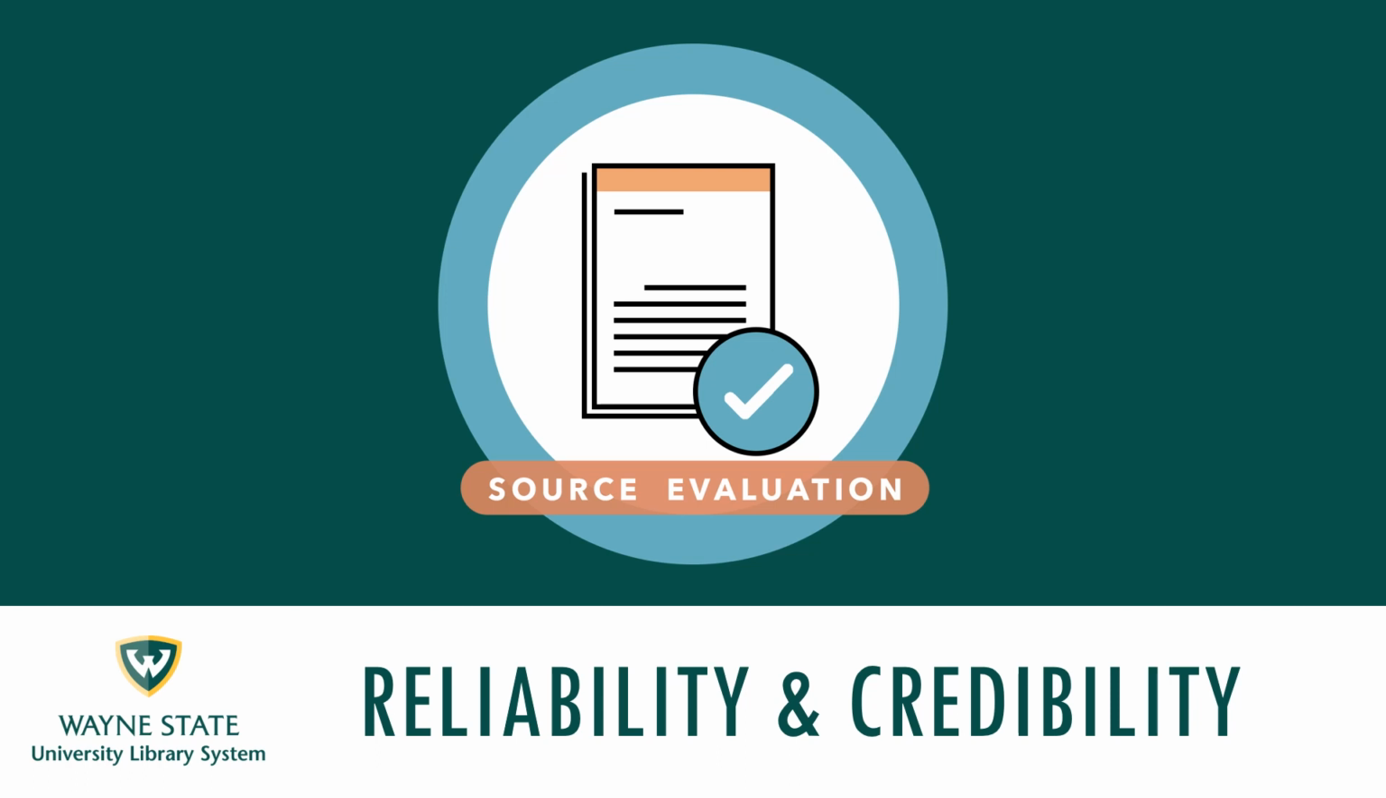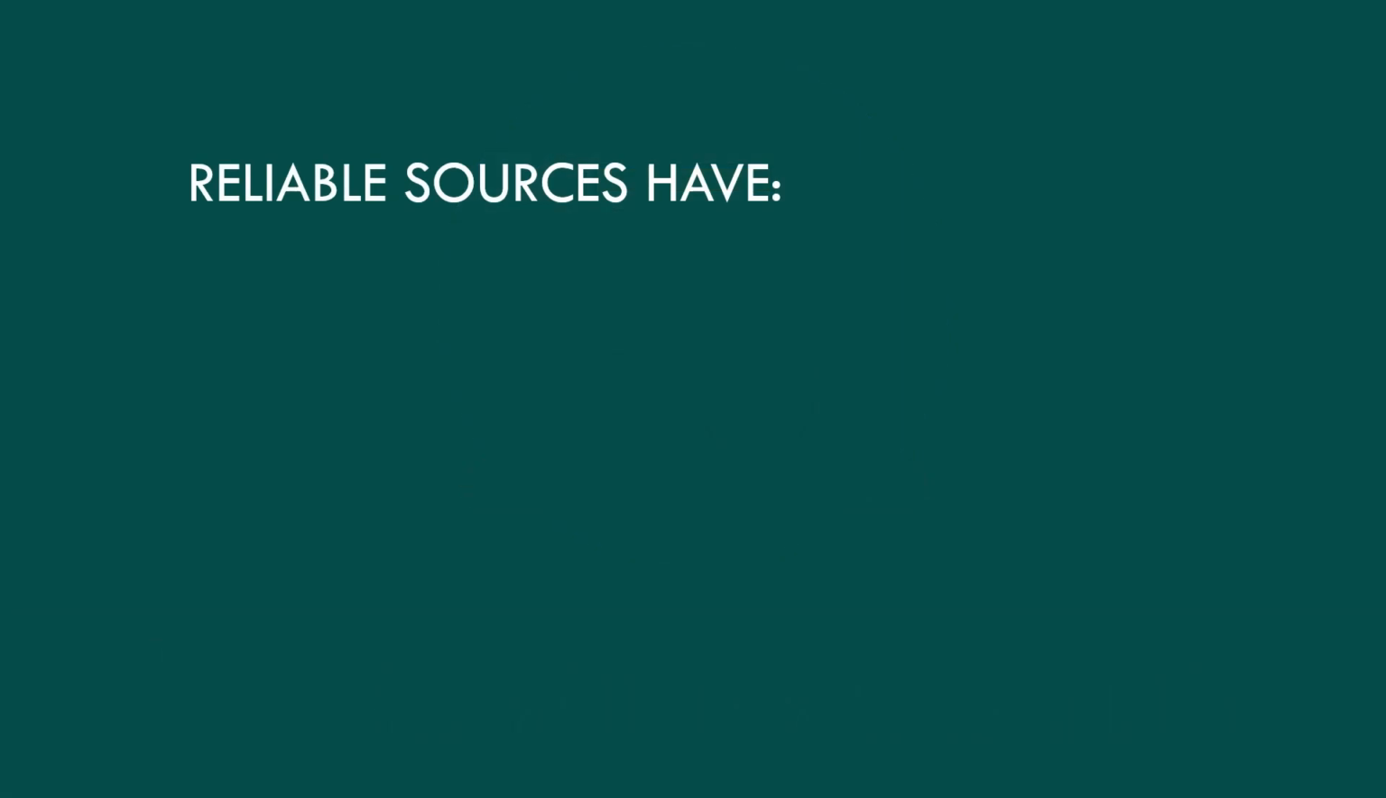Unlike scholarly sources, trade and popular sources are not always peer-reviewed, meaning the articles in those sources do not undergo the same rigorous verification process. When using trade and popular articles, it is especially important to consider the reliability and credibility of your sources. Reliability is about consistency and quality. To determine whether your source is reliable, consider the following.